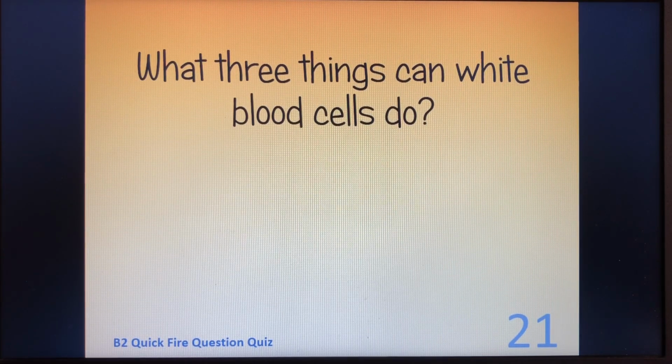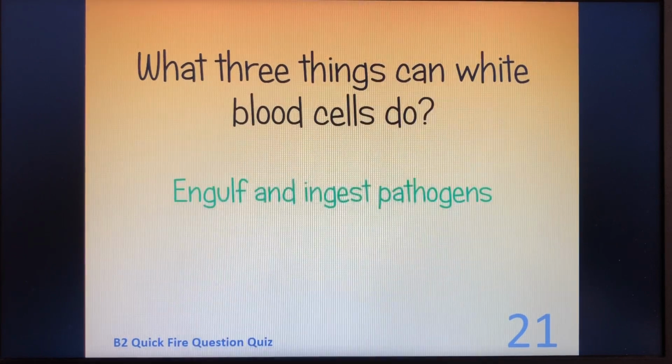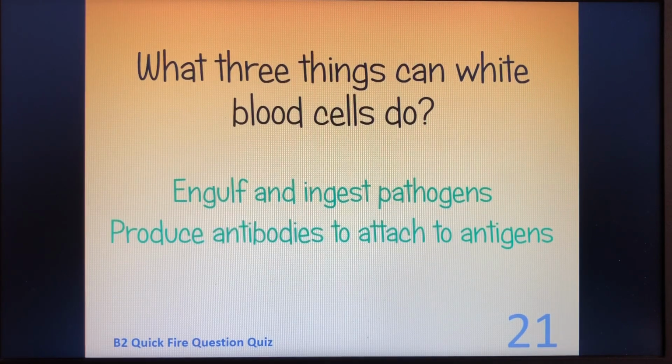Probably got two, hopefully you've got three. Let's have a look. We've got engulf and ingest pathogens. This was the one we called phagocytosis, where the phagocytes, a specific type of white blood cell, engulf, surround and ingest and also digest using enzymes the pathogen. We've got antibodies which attach to the antigens and make them inactive. So they cover up those antigens to make the pathogen inactive.